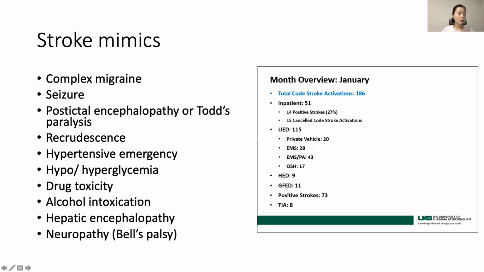So lots of things can mimic a stroke: migraine, seizure, and metabolic things. Hypoglycemia, hyperglycemia are probably the most common 3 things. But then things like hypertensive emergency, drug toxicity, alcohol intoxication, hepatic encephalopathy, Bell's palsy, these are things that can mimic a stroke. And these are all legit reasons to call a stroke code, because even a trained neurologist can't tell sometimes. And that's why we do the evaluation and the imaging and things like that.